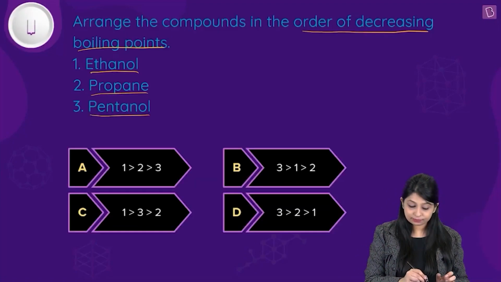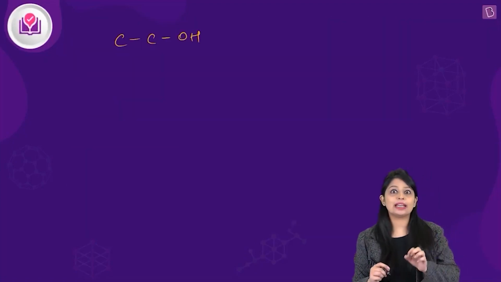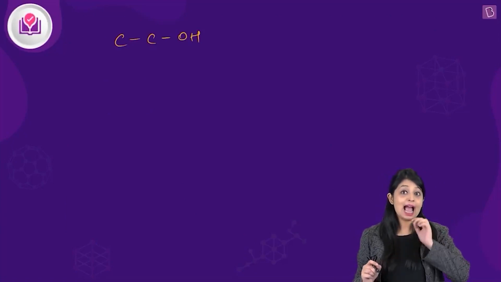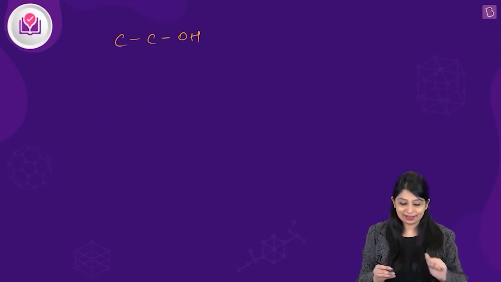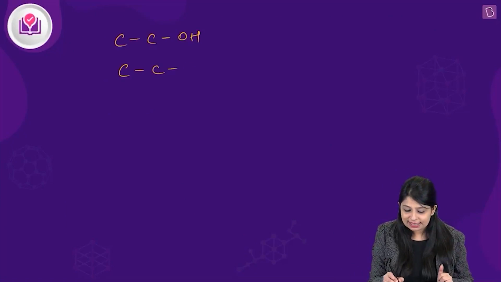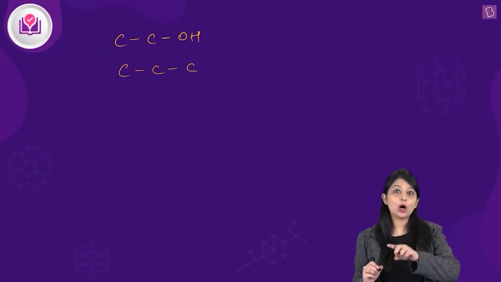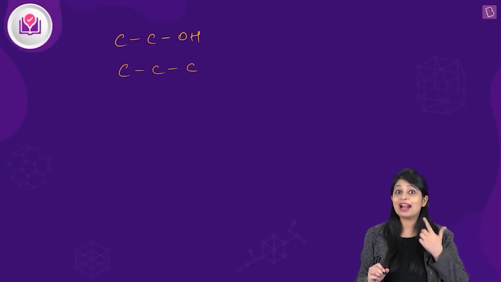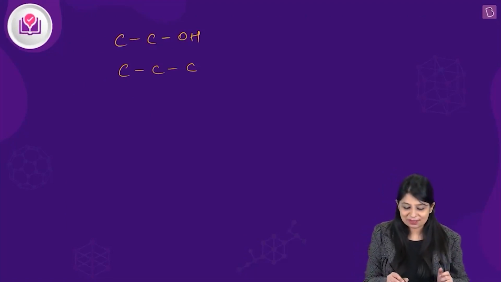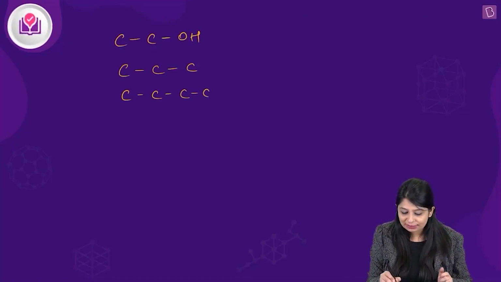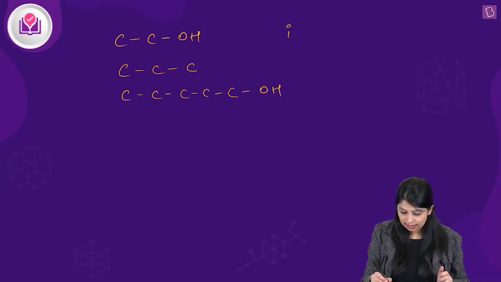Next is what? Next is propane. That is alkane. And prop is what? 3 carbon atoms. So we have C, C and C. Third is pentanol. Ol is alcohol functional group and pent is 5 carbon atoms. So we have 5 carbon atoms and alcohol group. So this is 1, this is 2 and this is 3.